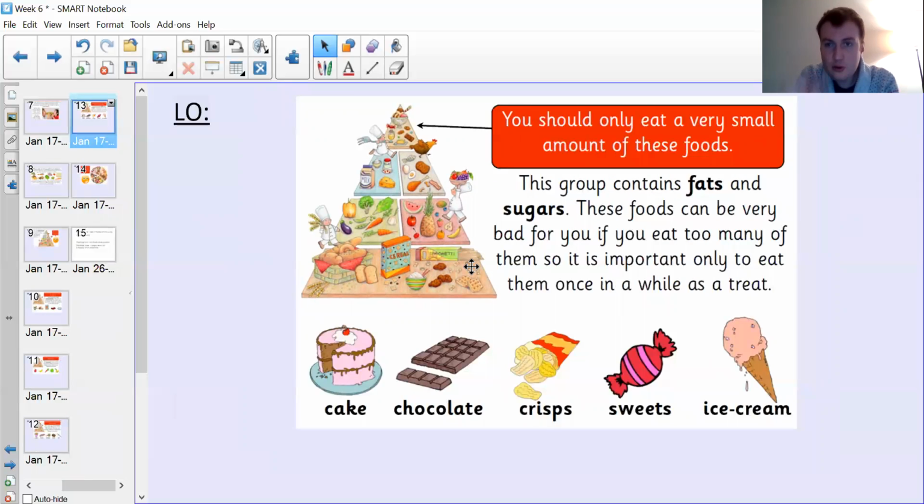And then the tiny group, teeny tiny group, are like our cake, chocolate, crisps, sweets, ice cream, all that nice stuff. They contain what's called fat and sugars. A lot of sugar and a lot of fat, all right? They can be bad for you if you eat too much of them, but it is important to eat it still, just only once in a while, just like as a treat. Like I said, shouldn't have chocolate for every meal, but just every now and then, just a little treat, a little bit.